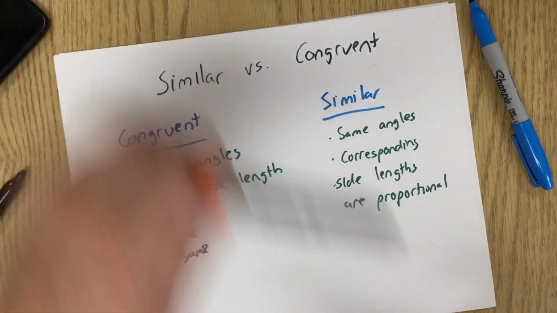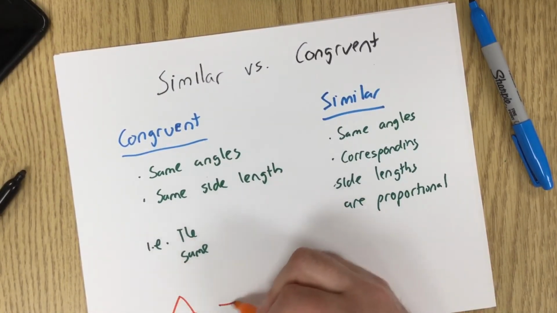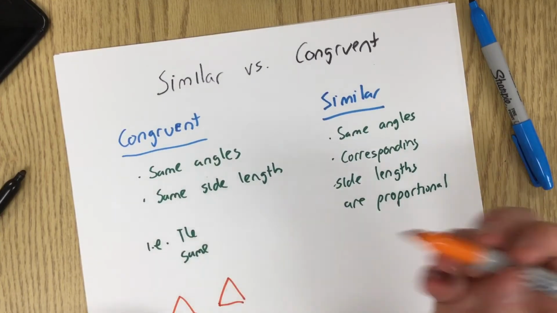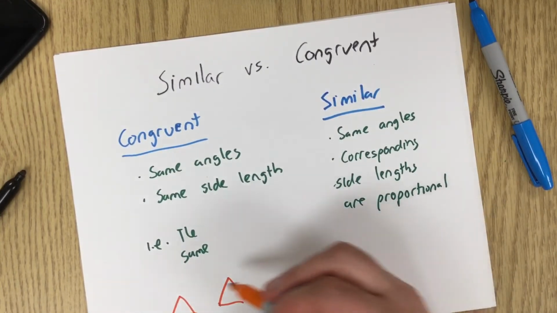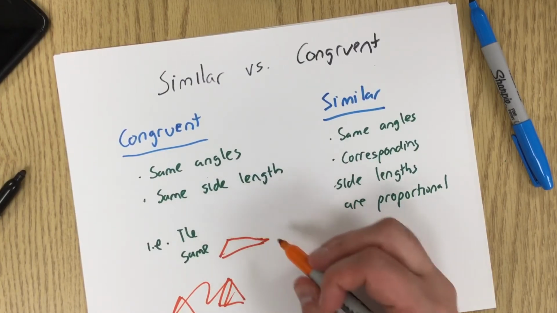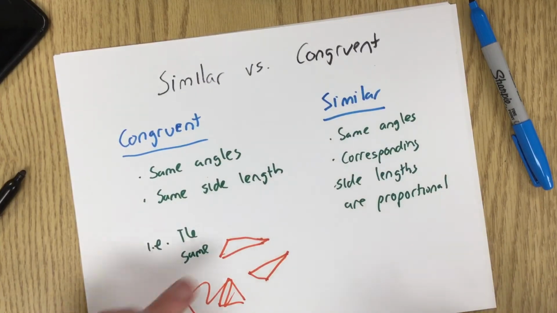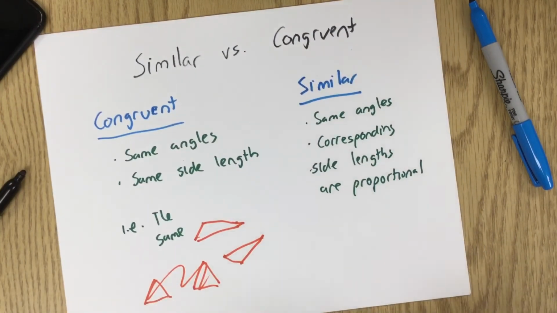So congruent's pretty easy, right? You have 2 shapes, and here's another one, same angles, just to draw them the same. Like this. There we go. So these 2 shapes, assuming that the angles were the same, would be congruent. They'd be exactly the same.